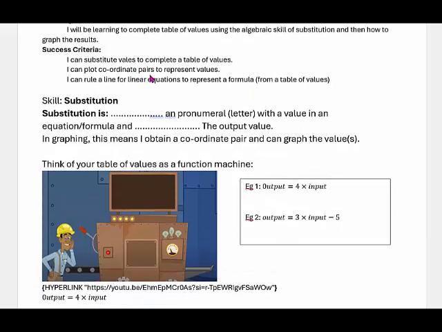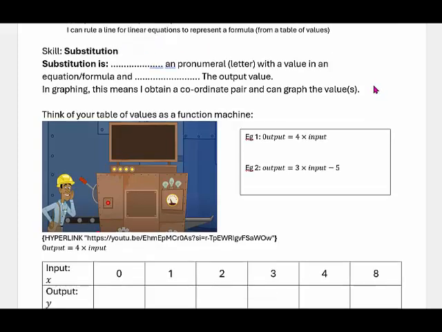By the end of this you should be able to substitute values. Think of substitution like you do with football or basketball. One player comes off and a different player goes on. You'll be able to plot the points on a Cartesian plane or a graph, and then you can rule a line for linear equations. So we're actually only dealing with linear equations, which linear just means straight lines. So the skill we are focusing on is substitution.